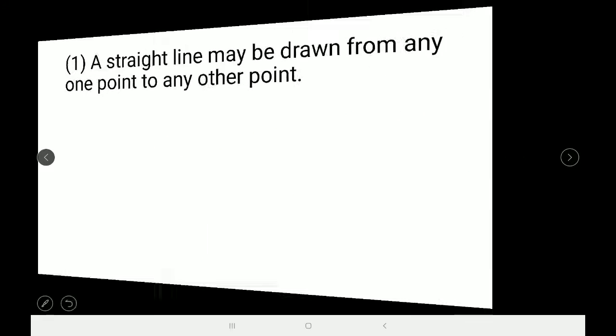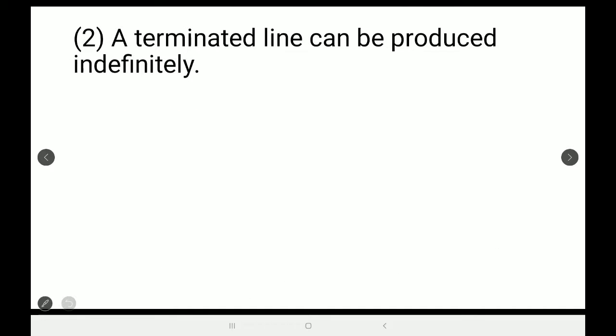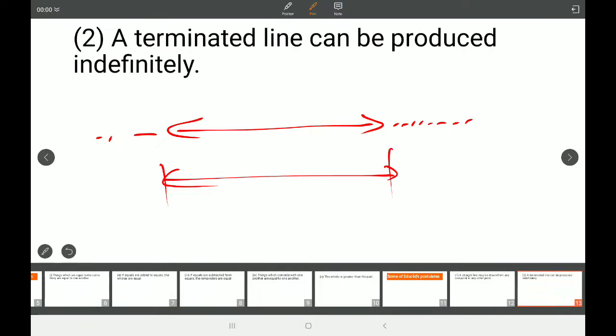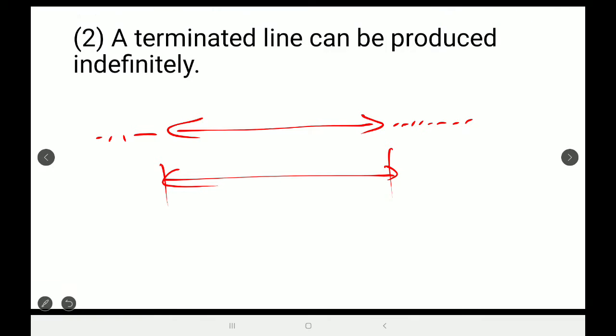Next one, a terminated line can be produced infinitely. If I take one line like this, the line doesn't mean only this much part. Here this arrow sign indicates that it can be extended to both sides. So the meaning of this sentence, a terminated line can be produced infinitely, is that we can extend the line.